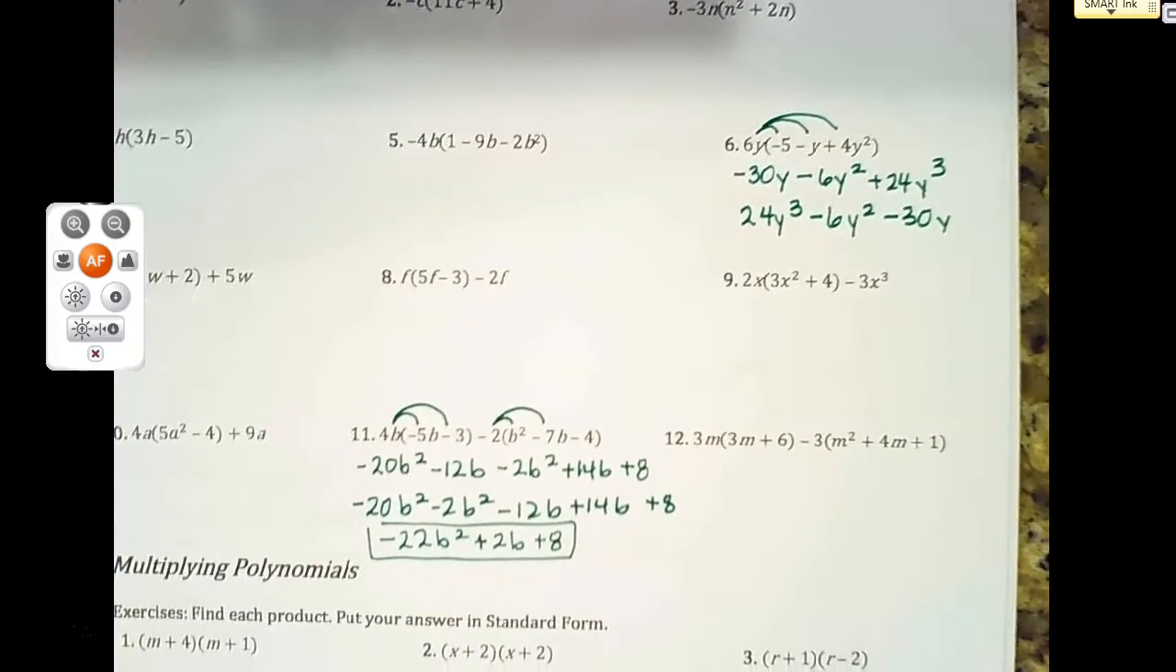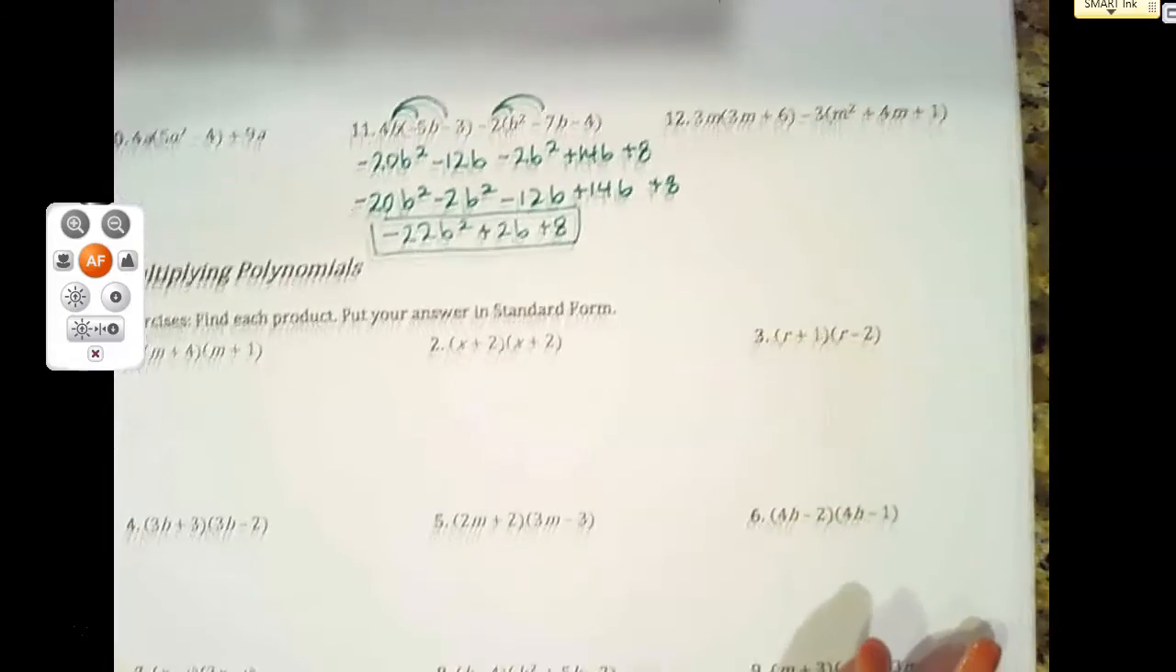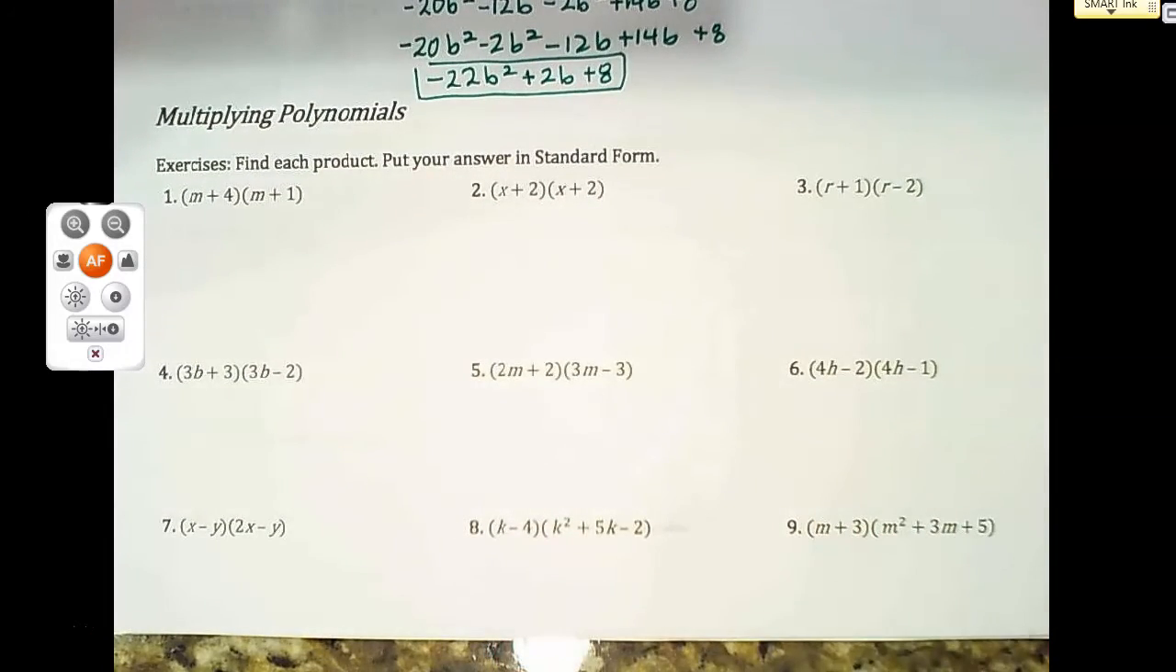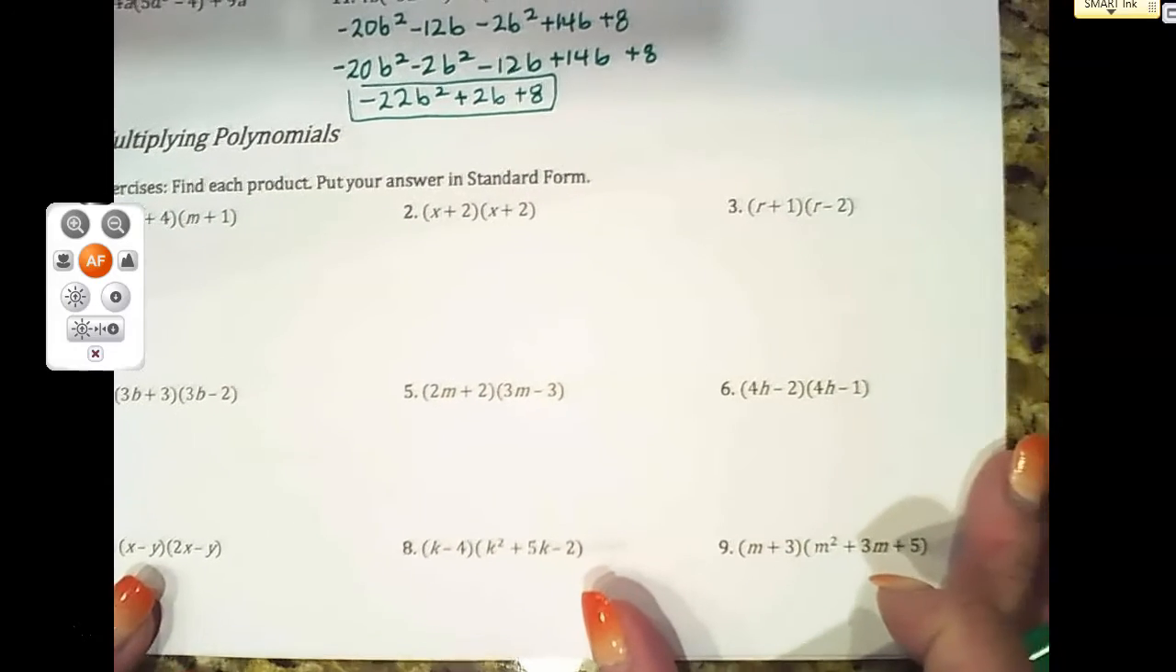Now when we multiply polynomials, these are really distributive property problems. You could think of them as double distribution, or you could think of them as FOIL problems: first, outer, inner, last. So let's pick one of those. So I'll do number 3.